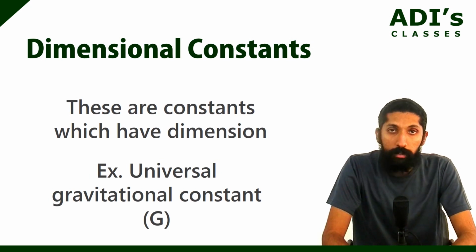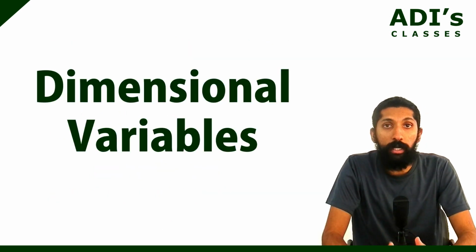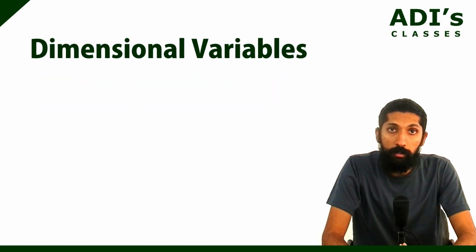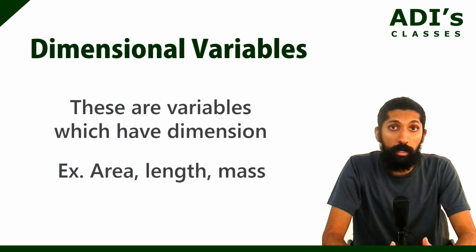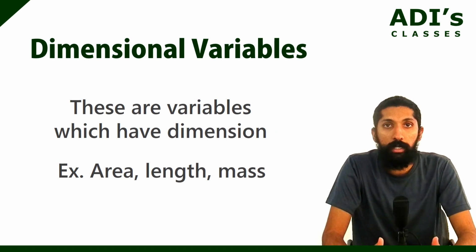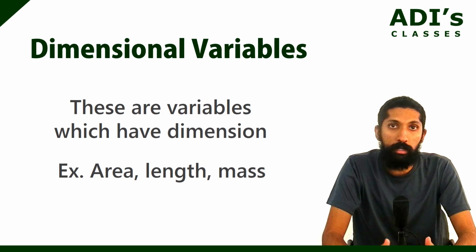The second type is dimensional variables. Now what are these? These are variables which have dimensions. Okay. Now most of the things like area, length, mass, correct? See, all these things have dimensions, but they're all variables, right? Not every object has the same mass. Not every distance has the same length, isn't it? Now these are dimensional variables.